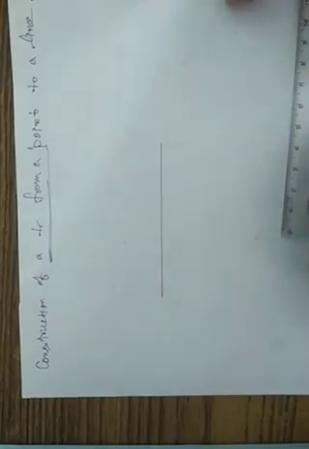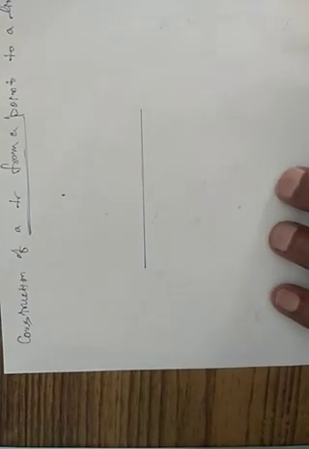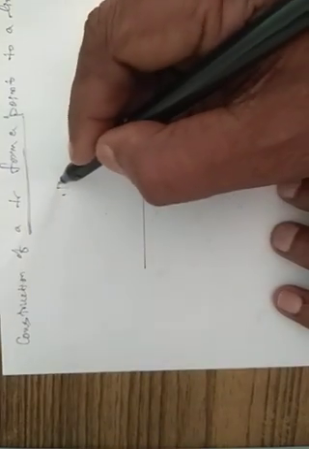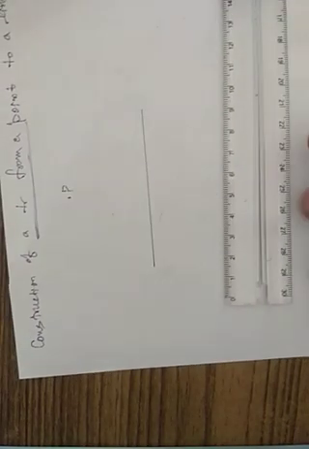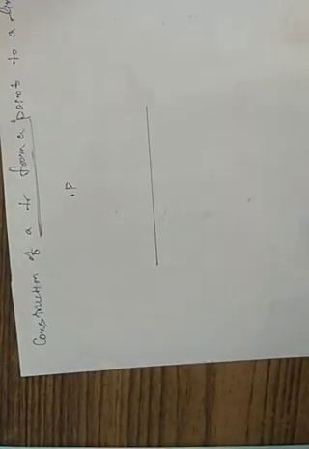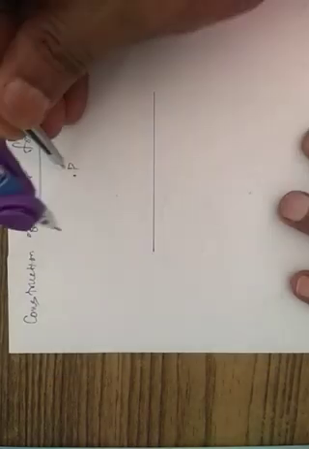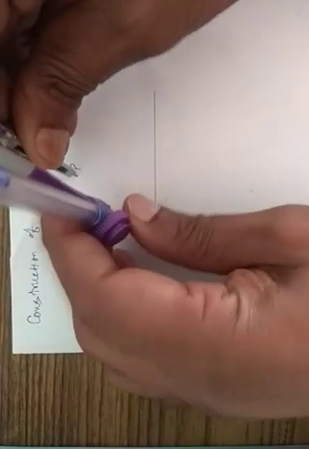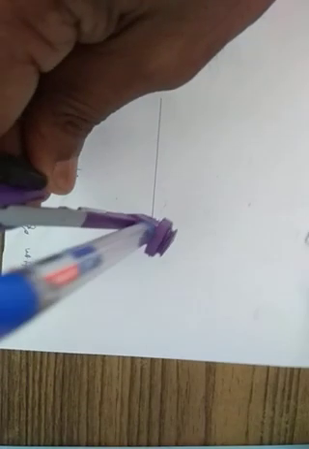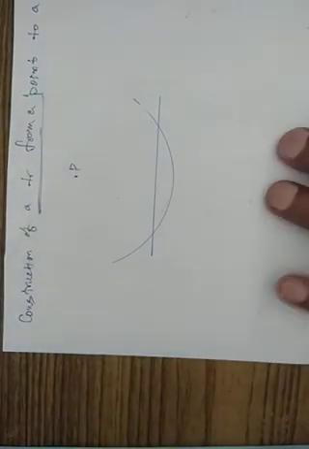Just say this is your line. Okay. Have you seen the line? And now point P is here. From point P, on this line you have to draw a perpendicular. Okay. For this purpose, we will draw an arc from point P in such a way that it should intersect the line at 2 points. Just see, I have drawn this line. Okay.